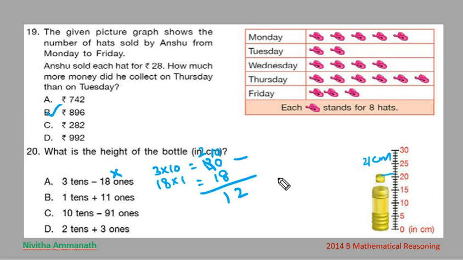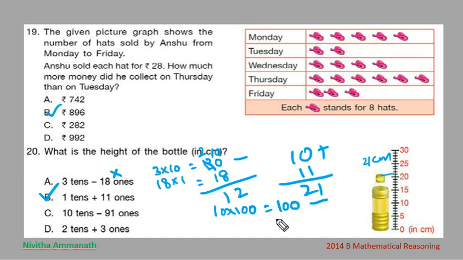So 1 tens means 10 plus 11 ones means 11. So 10 plus 11 is 21. So this is the correct option. Next one, 10 tens means 10 into 10, that is 100. 100 minus 91 ones means 91. That is here 9. So this is not correct. 2 tens means 20 plus 3 ones means 3. So 23. Not correct. So this is the correct option.